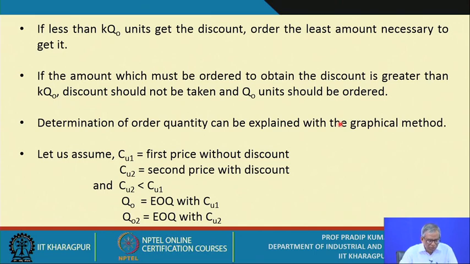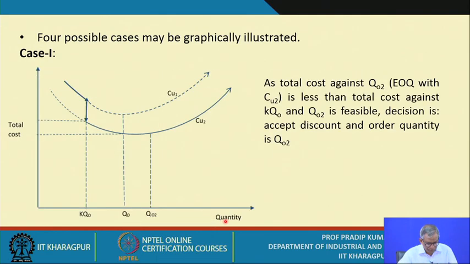So let us assume that CU1 is the first price without discount. We are just discussing the single price break situation, and CU2 is the second price with discount. So obviously CU2 is less than CU1, right? Now we use Q0, that is EOQ with CU1, and Q02 is equal to EOQ with CU2. Is it okay? So these notations we have used.